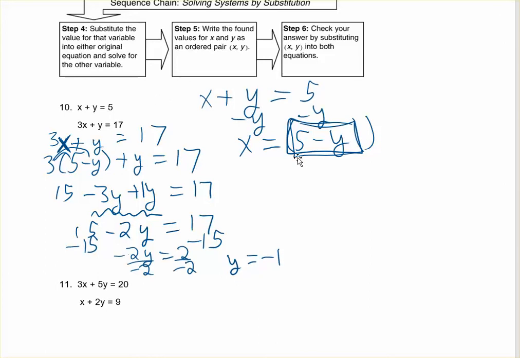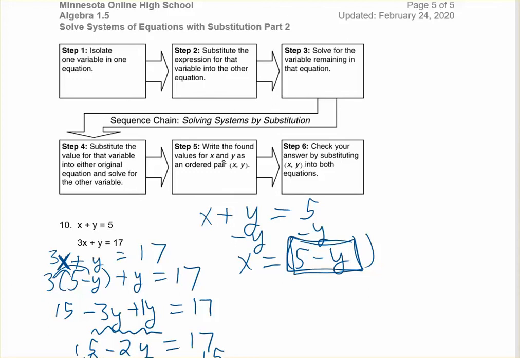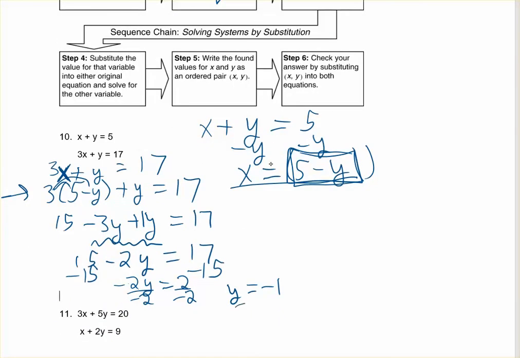All right, so let's see what steps we did. We did step 1, which was to isolate one variable in one equation. That was what we did right here, x equals 5 minus y. Then we did step 2. We substituted that expression right here into the other equation. Then we just finished step 3, which was to solve that equation for the variable, y equals negative 1. Now we're ready for step 4. Substitute the value for that variable, y equals negative 1, into either one of your original equations.